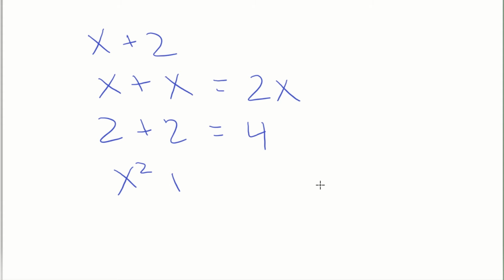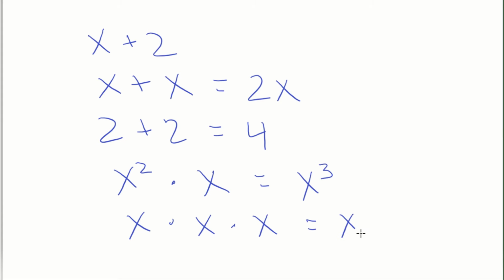If you were multiplying, if you said x squared times x, that would be x to the third. You can do that, but you can't add them. So they have to be the same type of variable or number to add them together, but you can multiply them. This is the same as saying x times x times x. That's exactly the same thing.